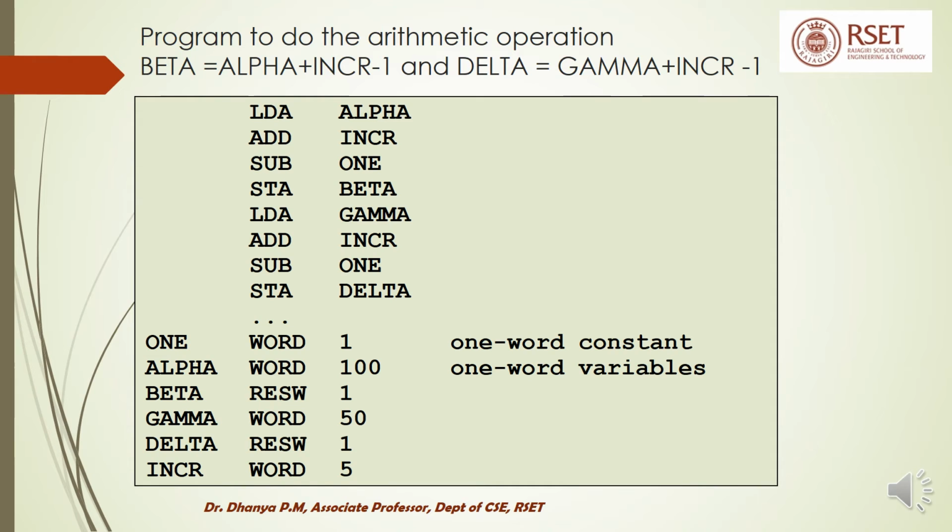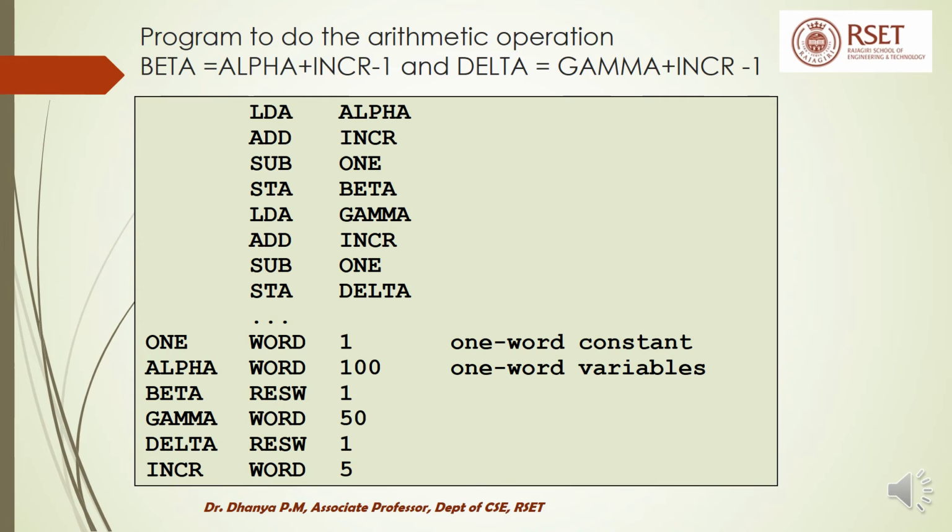And memory location ONE is having the integer value 1. So first of all, in order to do alpha plus INCR, we have to load accumulator with the contents of alpha. Now 100 is taken to accumulator. Now the second instruction ADD INCR will add the contents of accumulator and the contents of INCR, that is 100 plus 5, and the result is now available in accumulator.